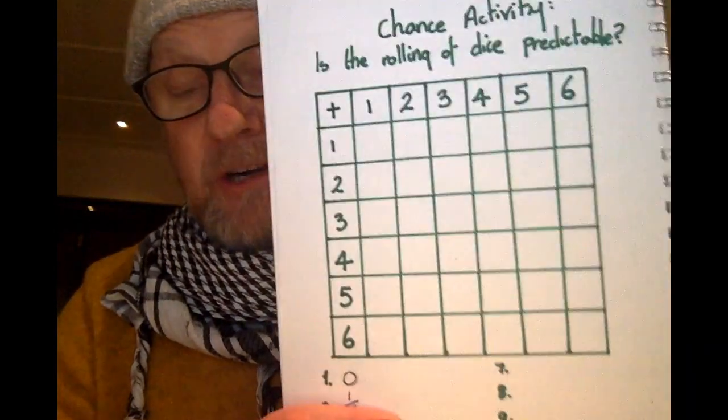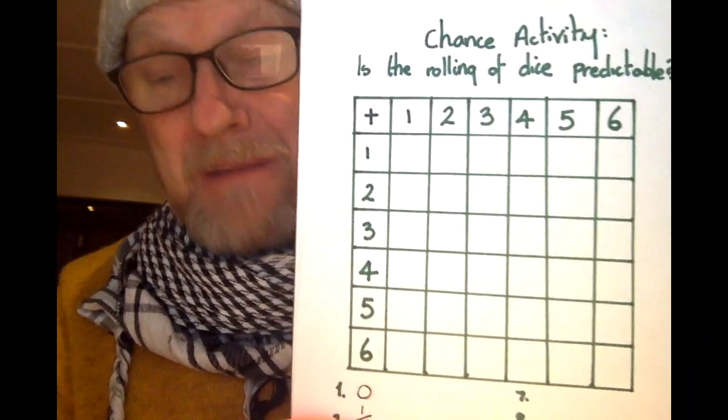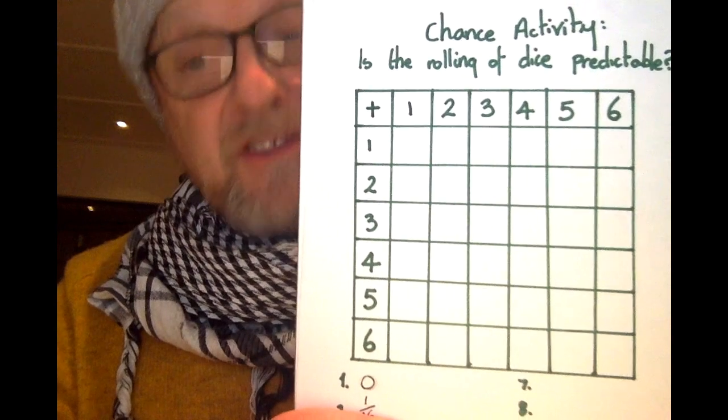So when we rolled one dice, we came to the conclusion that it was a random act on what number it would end up on. When we flipped a coin, we came to the conclusion that it was a random act, whether it landed on heads or tails. But today, we are going to discover that when we roll two dice, there is a greater chance of getting some numbers than there are others.